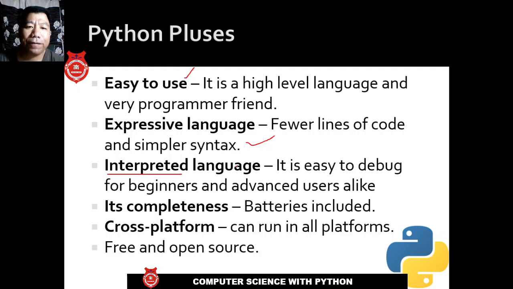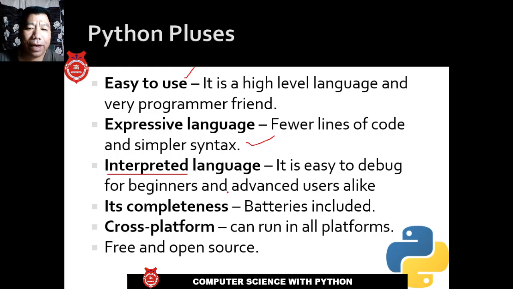Okay, we have two types of language translators, as we have already studied in the previous class. This Python is interpreted, not a compiled language.